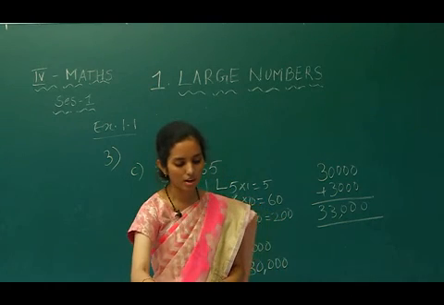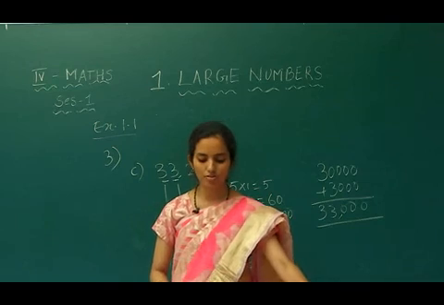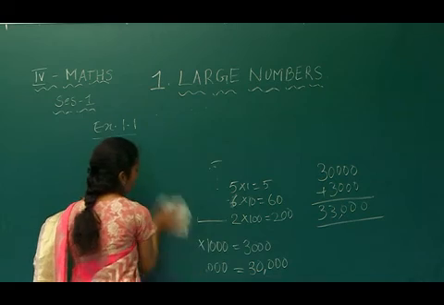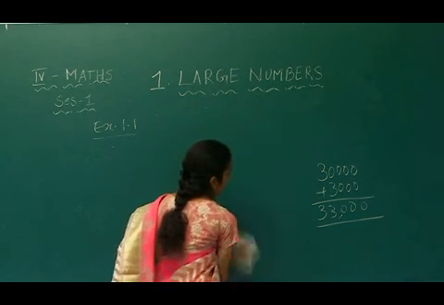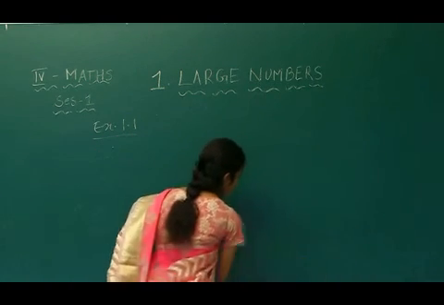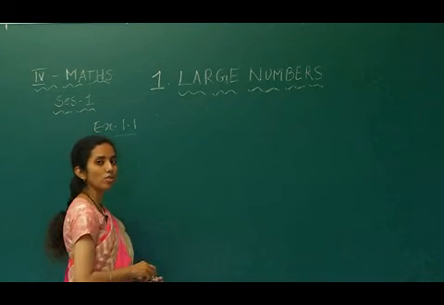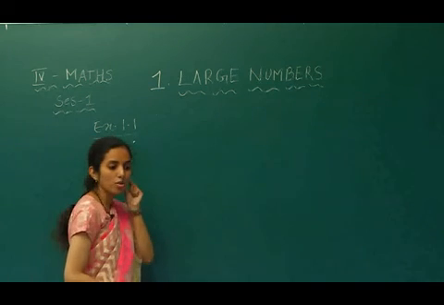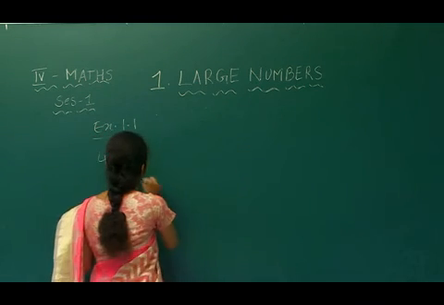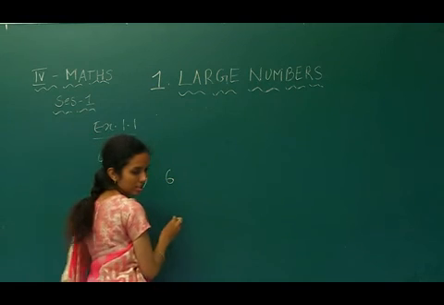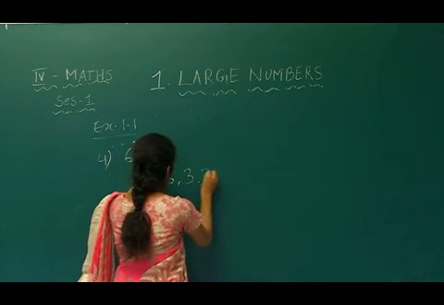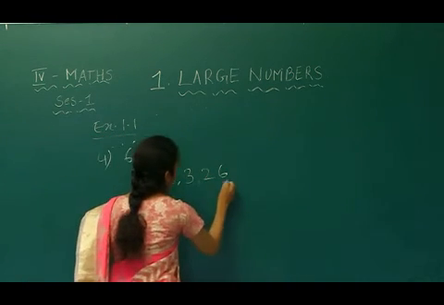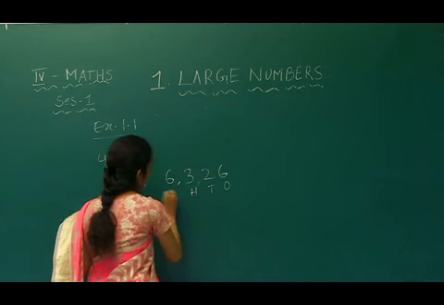What is the fourth question? Find the difference of the place values of 6 in each of the following. So, in the above question, he has asked us to write the sum, that is addition, of the 3. Now, he is asking us to write the difference of the digit 6 in given numbers. So, what is the given number? I am doing part A, 6,326. So, this is in ones place, tens place, hundreds place and thousands place.